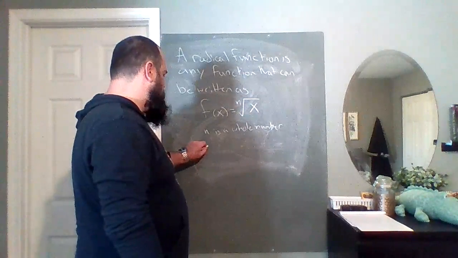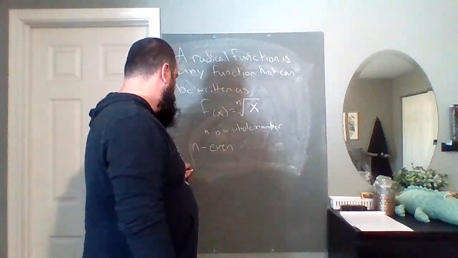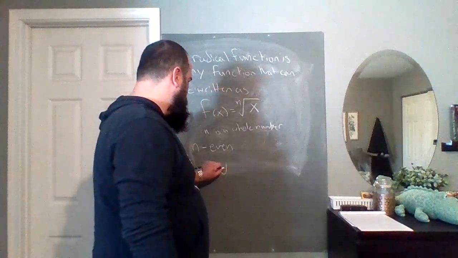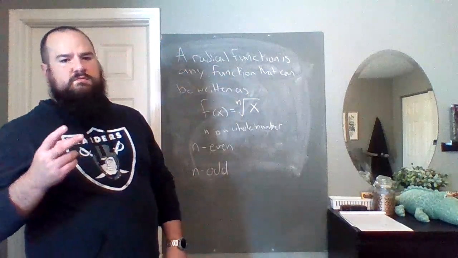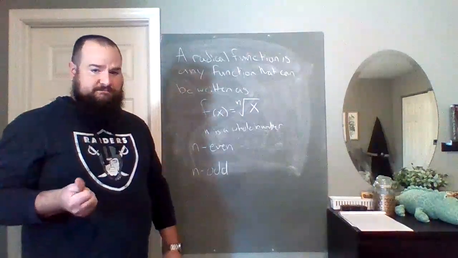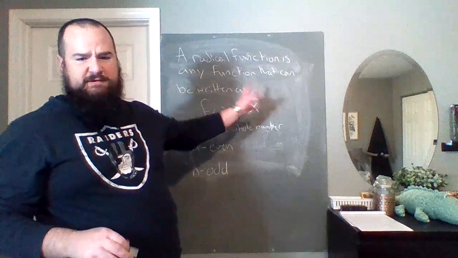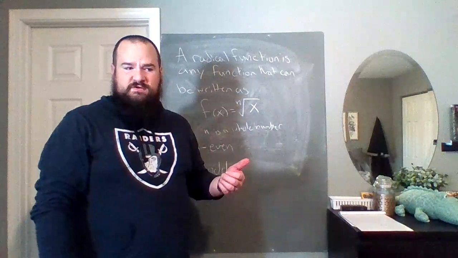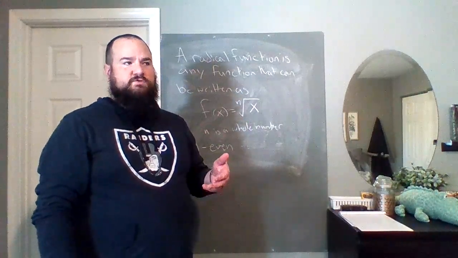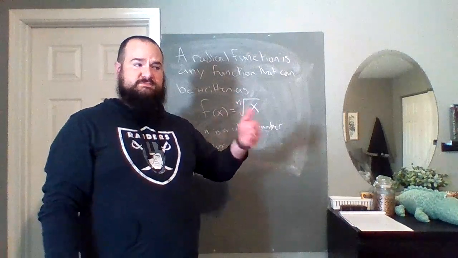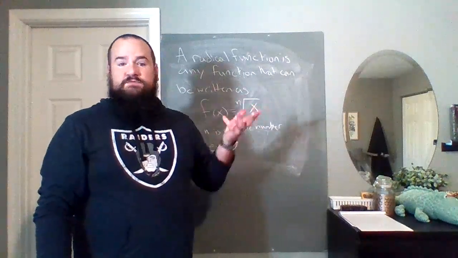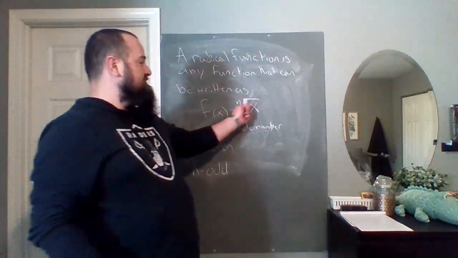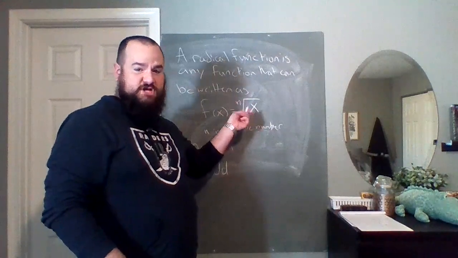We can either have n be even, or n is odd. Now, what these two things really affect is the domain. If n's even or odd, it doesn't matter for evaluating; you can evaluate this the same way. The square root of x is simply saying what number times itself equals x. The cube root of x would be what number times itself 3 times, so a times a times a equals x, right?